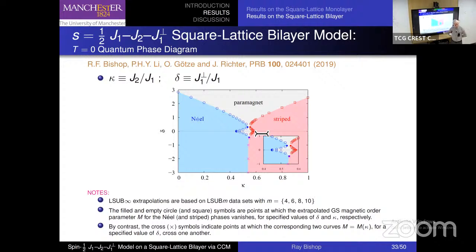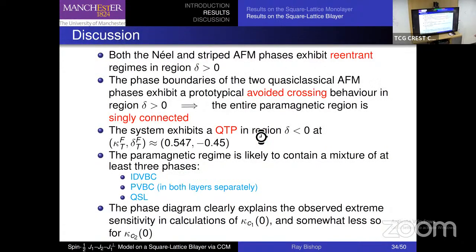And that's what we found in just studying the monolayer. You can now explain that by going to the bilayer and understanding it in terms of this. So that's what I say at the bottom. This phase diagram really does explain the extreme sensitivity in these calculations of the monolayer critical points.